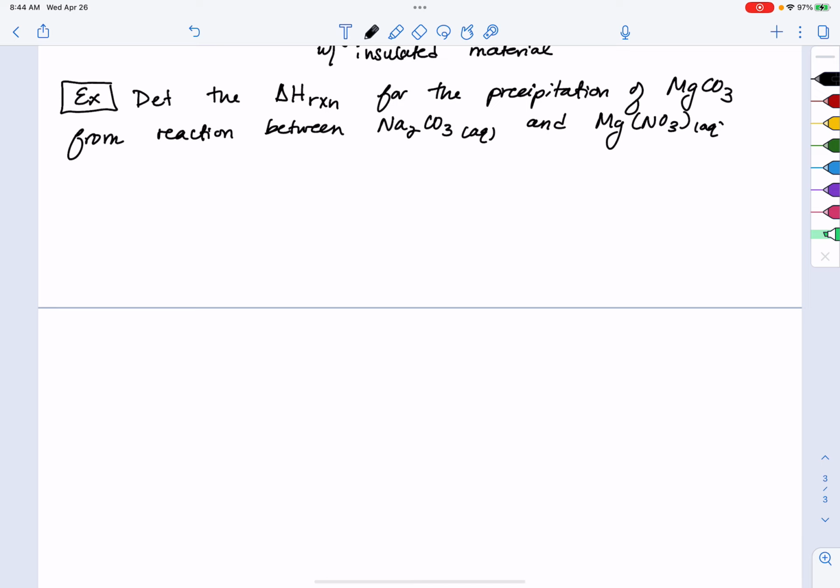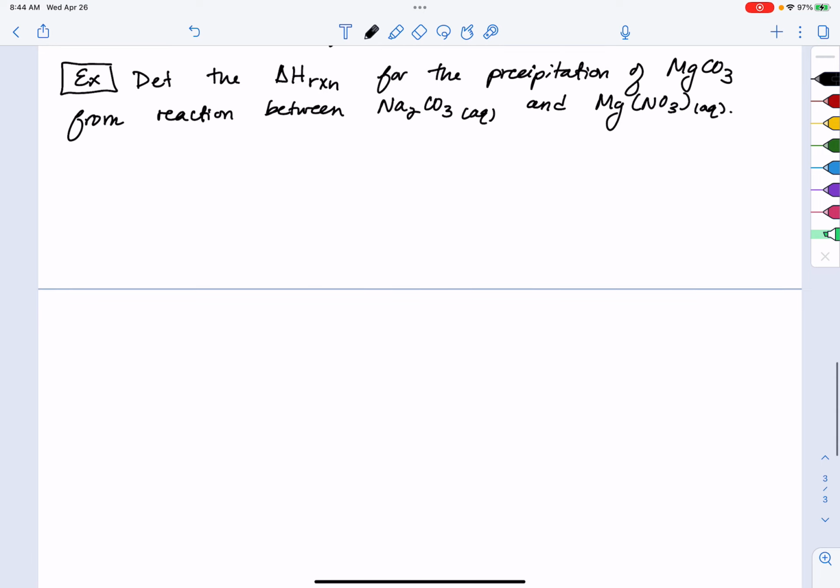Solution. All right. I think it is always very helpful to write out the actual chemical reaction that's happening here. So we've got our molecular reaction, which is looking at magnesium nitrate solution reacting with sodium carbonate solution.